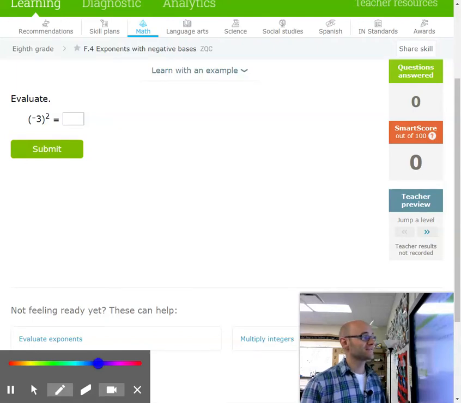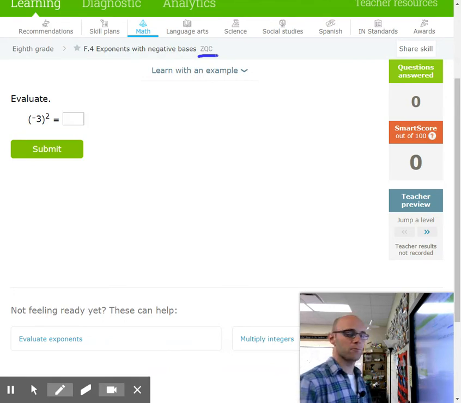Hey students, this is topic F4. It's entitled Exponents with Negative Bases. So how to handle those, how to simplify them. And if you're on IXL, it's shortcut ZQC. You could type that in the search bar, ZQC, and it would pop up for you. So if you're trying to pass that, you can pull it up and work them out with us as we go here.